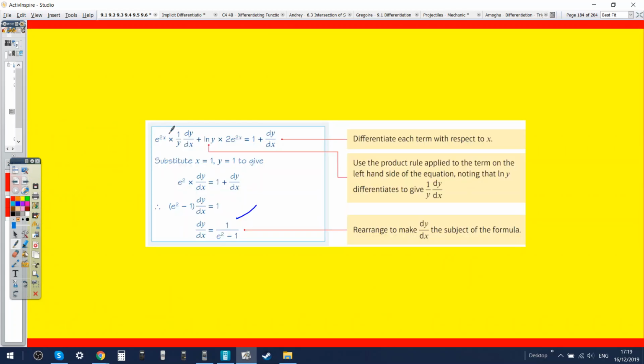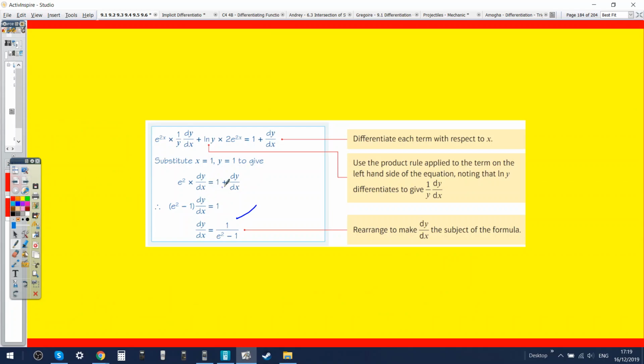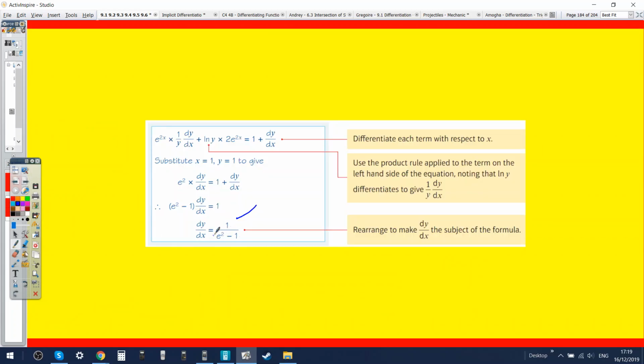Let me check this out. e to the 2x times 1 over y, e squared dy dx is equal to 1 plus dy dx. Make up to 1 there. e squared minus 1 over 1. Yeah, same thing. Just for the sake of it, I'll make sure to stick that minus with the 1. So basically, you can have 2 minuses and 1 plus, or 1 minus and 2 pluses. It'll be the same thing.